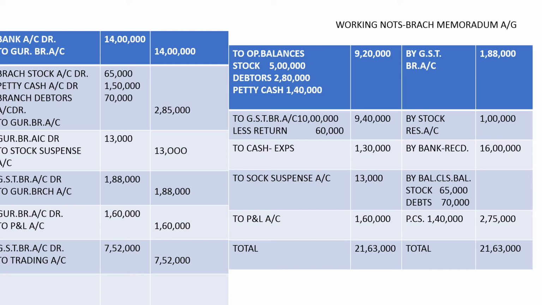By bank. The amount received by the head office from the branch 16 lakh. By balance, closing balances are stock 65,000, debtor 70,000, and this is closing, that is petty cash is 1,40,000. The total it comes to 2,75,000. The total of branch account comes 21,63,000 and the net profit is coming 1,60,000.